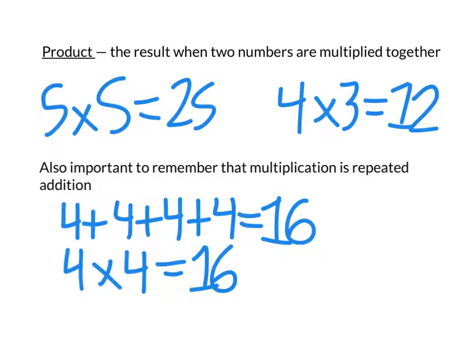It is also important to remember that multiplication is repeated addition. Here we see that 4 plus 4 plus 4 plus 4 is equal to 16, but it can be solved more easily and much faster with multiplication with 4 times 4, which equals 16 as well.